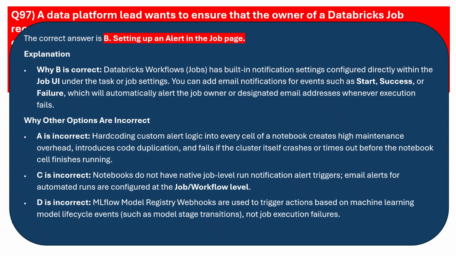The correct answer is B. Setting up an alert in the job page. Explanation. Why B is correct. Databricks Workflows Jobs has built-in notification settings configured directly within the job UI under the task or job settings. You can add email notifications for events such as start, success, or failure, which will automatically alert the job owner or designated email addresses whenever execution fails.